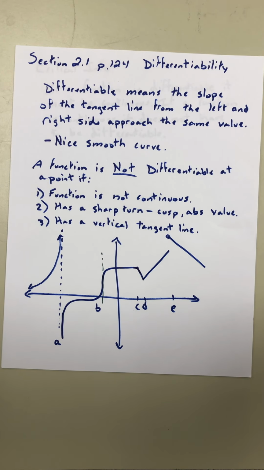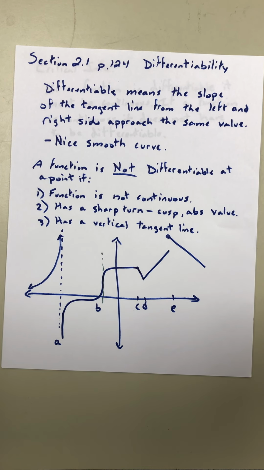Welcome back. Today I want to talk about the idea of being differentiable, what a function looks like, and some characteristics for it to be considered differentiable. The word differentiable means that the slope of the tangent line from the left and the right side is going to approach the same value. So if we look at the slopes at any given point on the left side versus the right side, they're going to come to that same value.